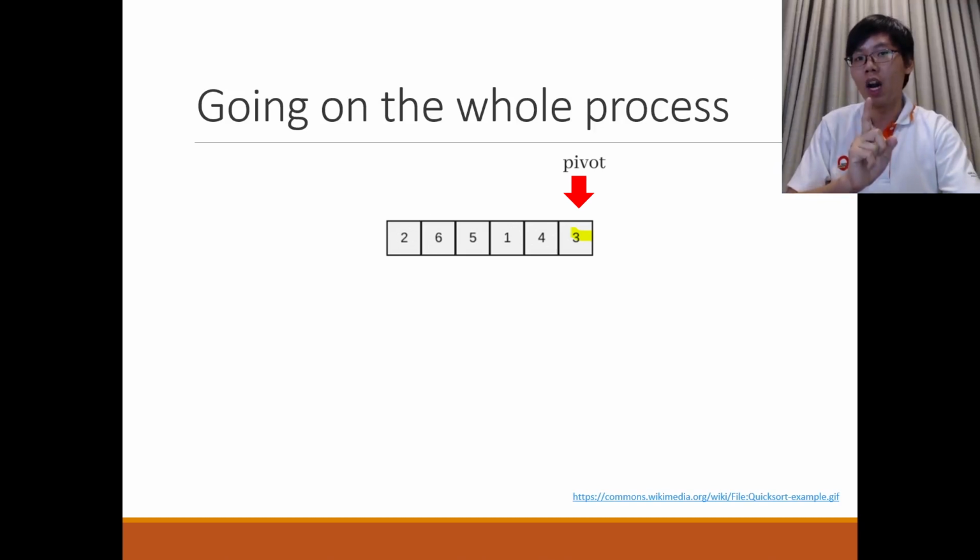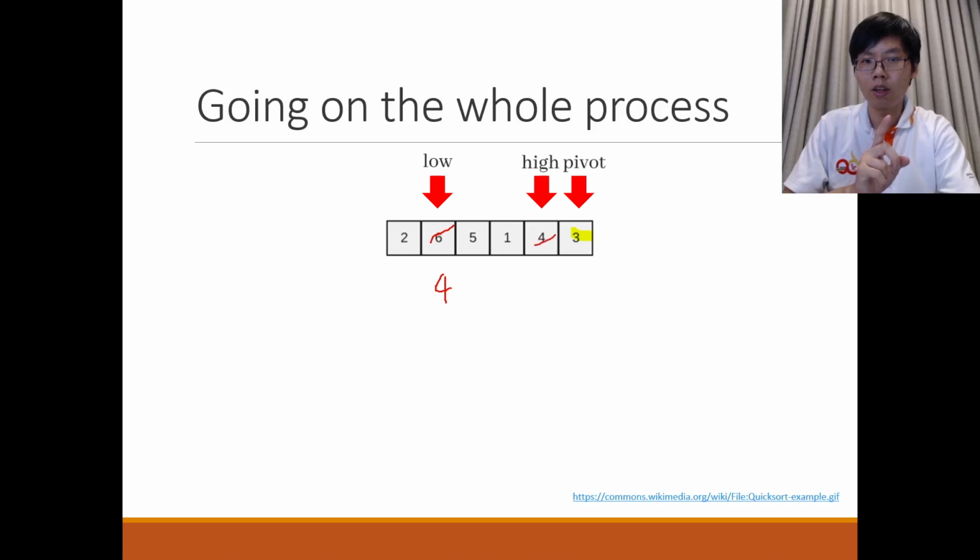I want to highlight again that 3 is the pivot. From the last step, the second index is the low position, and here is still the high position. Right now low is 6, high is 4. The only comparison we make is low compared to pivot. So 6 is higher than 3, in this case, so we swap low and high. So it's going to be 4 here, and 6 here.